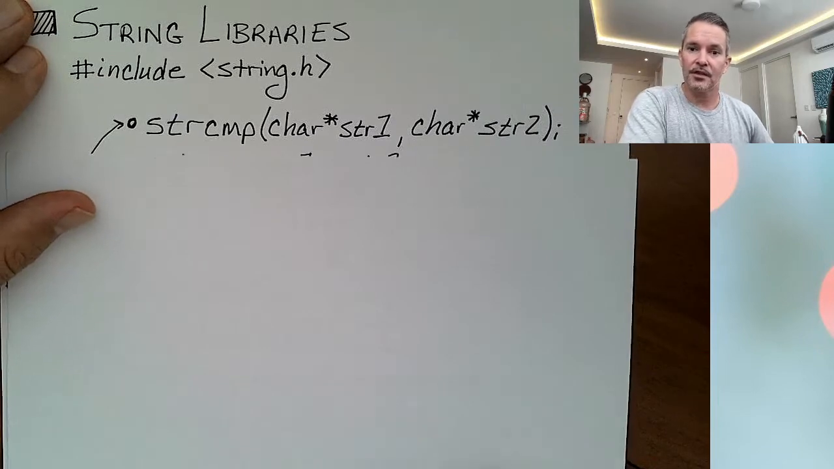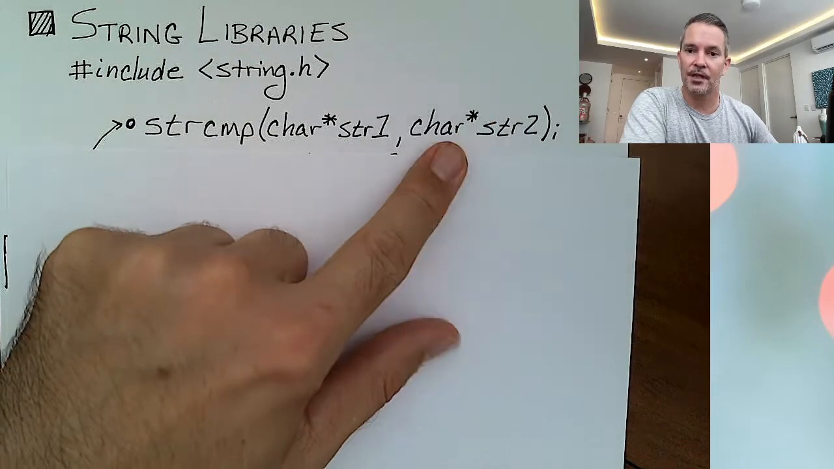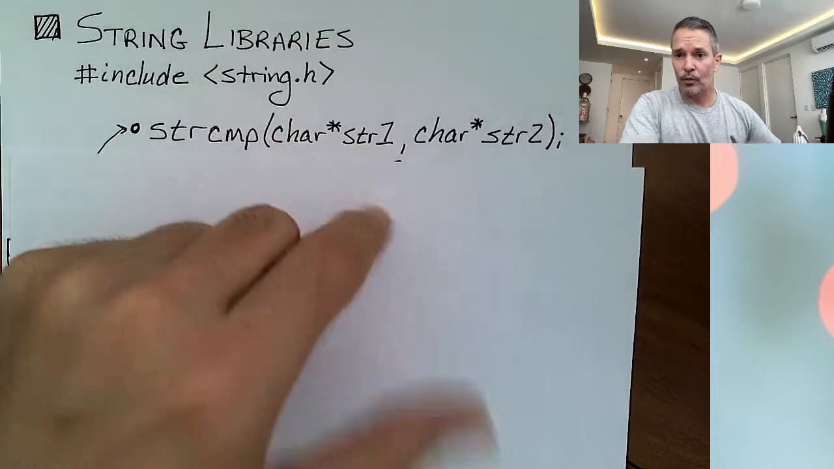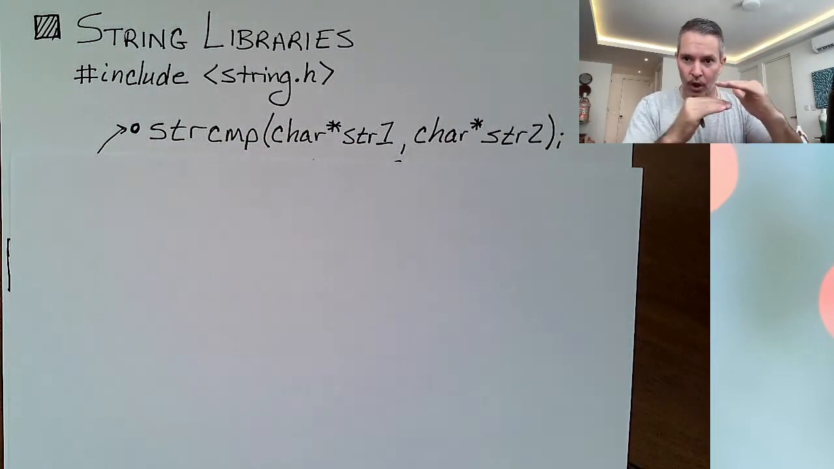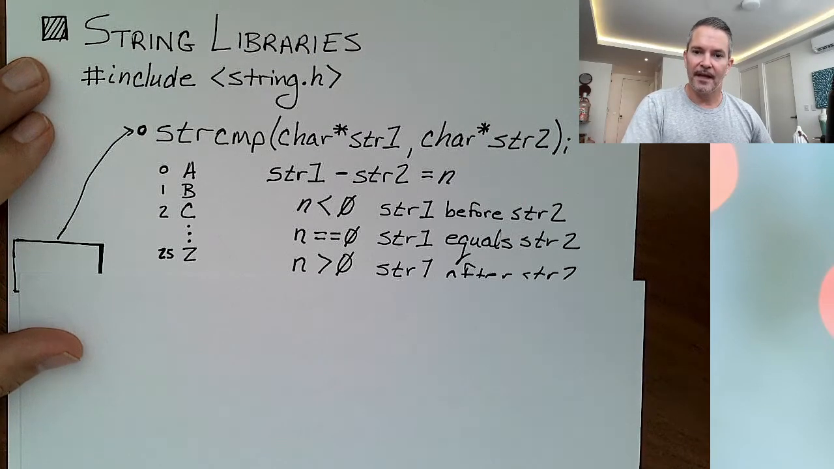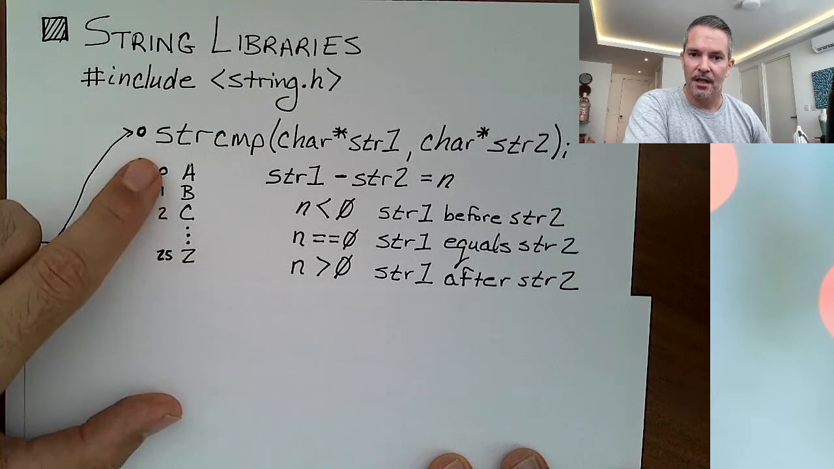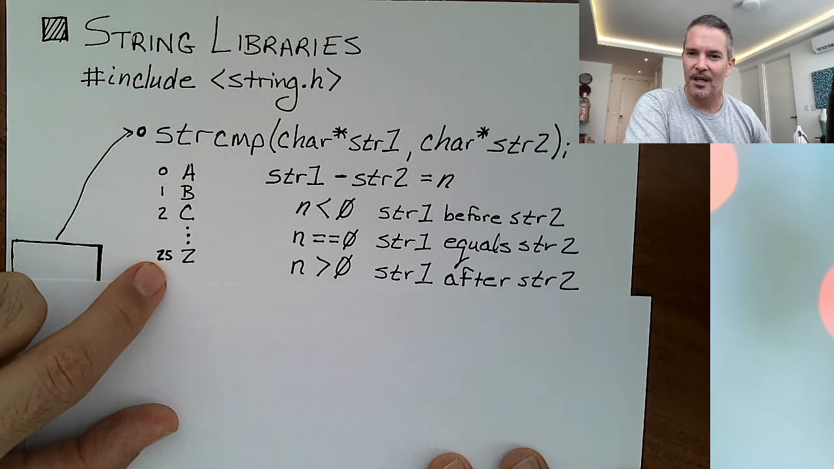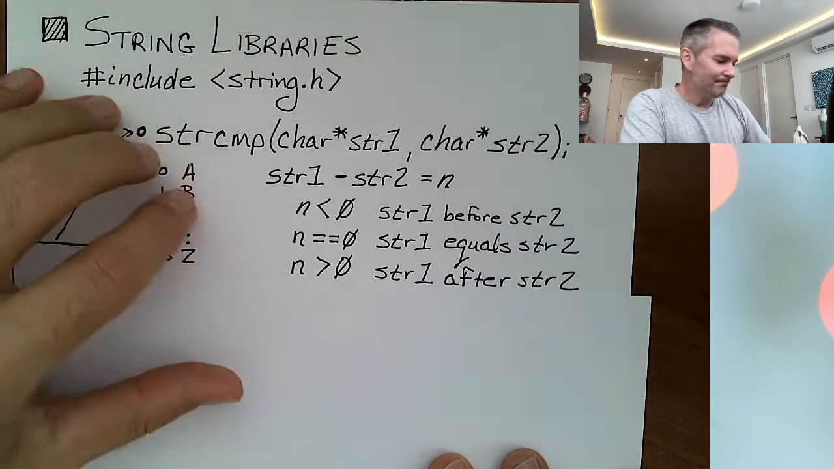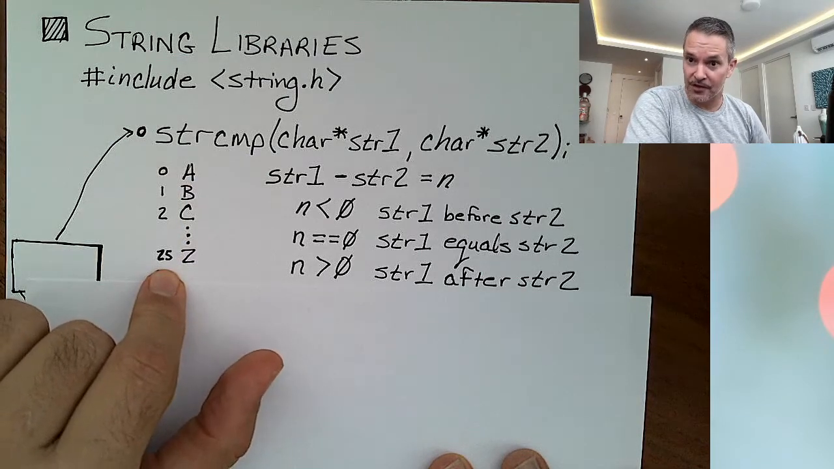The first one is called string compare. We use it often to take two different strings and decide whether they're equal, and if they're not equal, what alphabetical order they are in relationship to each other. If you think about the alphabet, A, B, C, D, all the way to Z, you could think of these as representing numbers. In fact, in the computer, they are represented as numbers. And we could think of A as being the smallest and Z as being the largest.